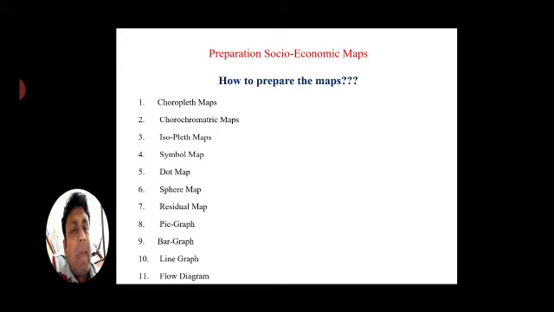Chorochromatic map is another important map. We can discuss non-quantitative, only qualitative analysis. Isopleth is another map where we can draw a line for equality. Symbol maps are important: dot, sphere, residual map, pie graph, bar graph, line graph, flow diagram. These all have different types of formulas, drawing patterns and drawing procedures for preparation of the maps.